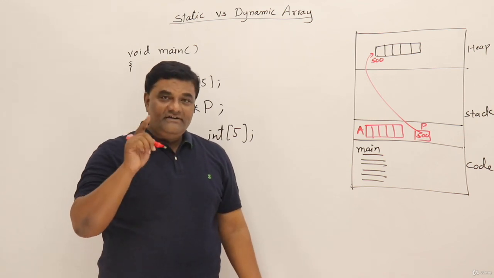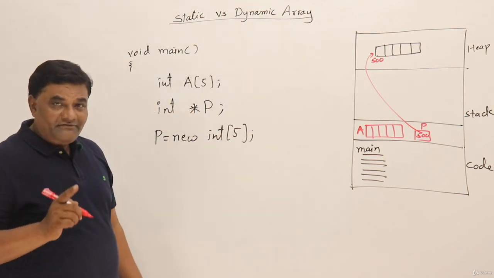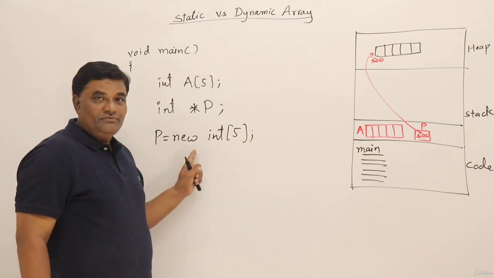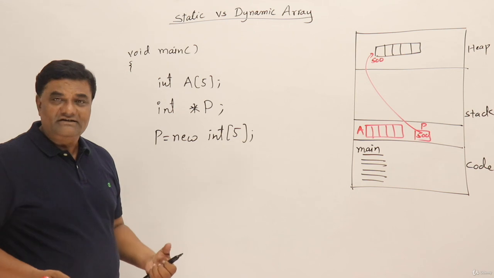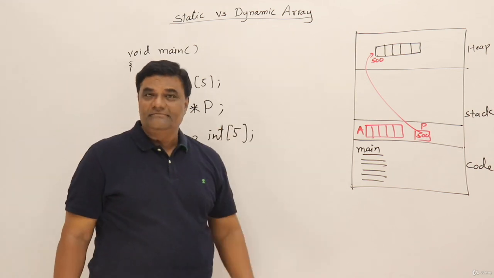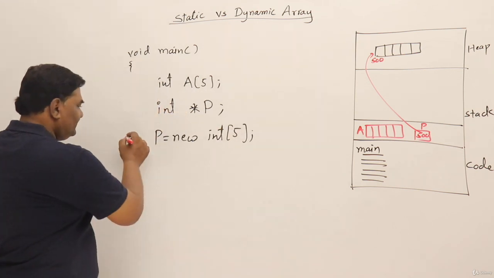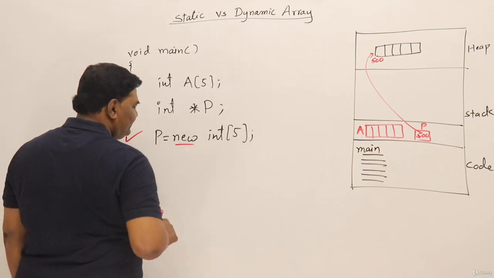Now one important thing I have to show you here: you get memory from heap only when you say new. Otherwise, all the variables that you declare will get memory inside the stack only. Now new is an operator that is in C++.